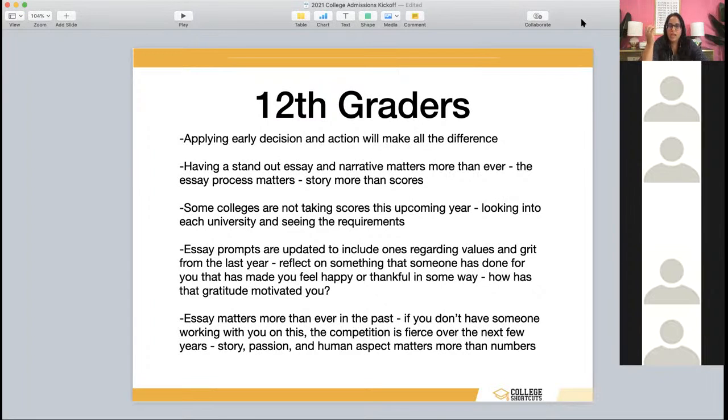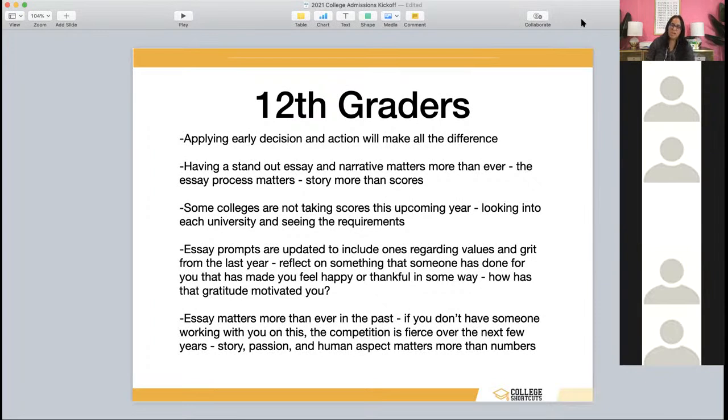And it is so important to make sure that you're writing an essay that really hooks the reader, that it's very clear to understand what's going on. It's not redundant to your resume. And it's a story that tugs very hard at the heartstrings. There are still some colleges that are not taking scores this upcoming year. So looking into each university and seeing the requirements is going to be very important for you.